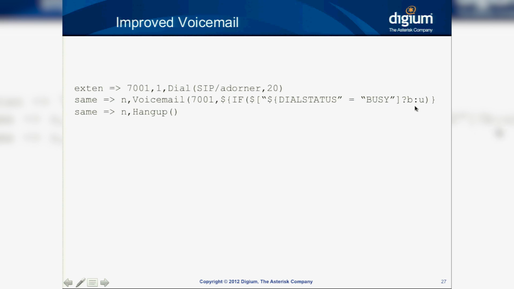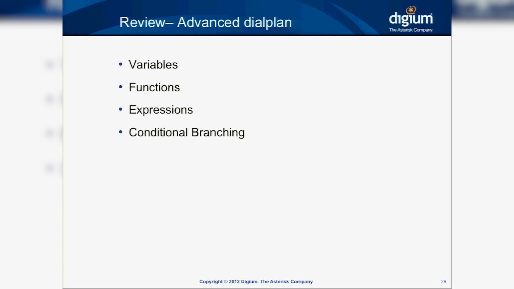So in this case, I'm not routing to a Dialplan location. I'm not saying go to if. I'm just using the if function to return back a value. Right? I could have used GotoIf and had a bunch more logic, but this gets it done in one line. So with that, do we have any questions on variables, functions, expressions, or conditional branching? There's a lot of ways to do that.